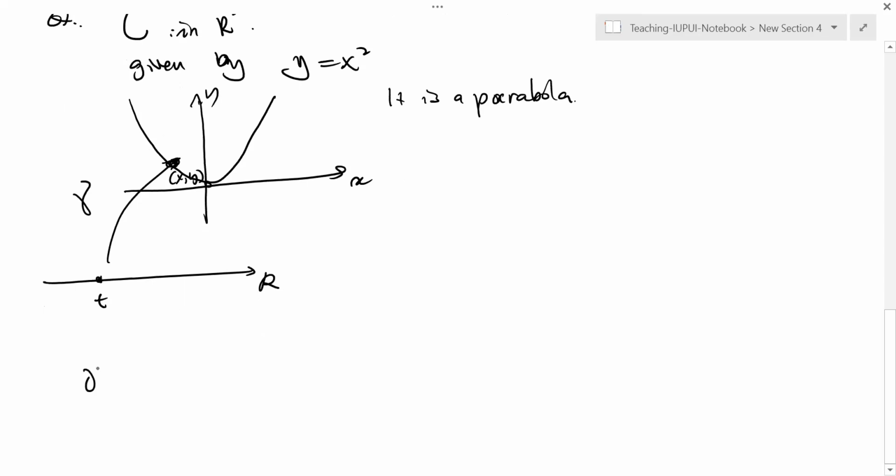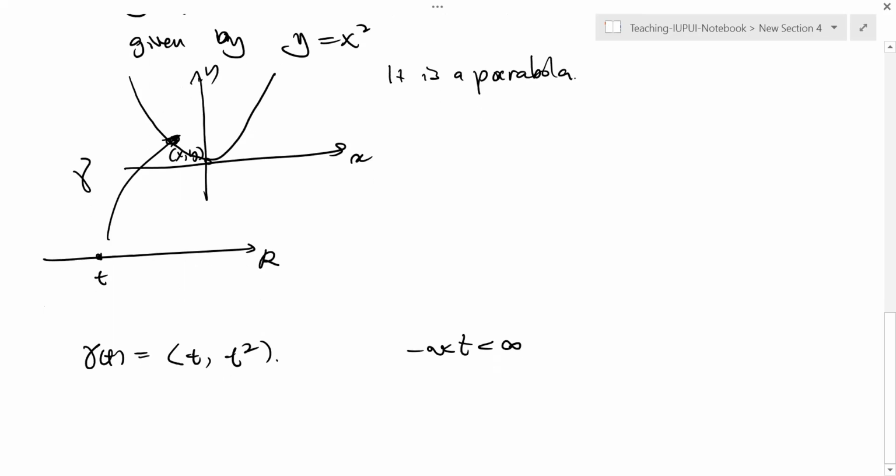One choice is gamma of t equals t and t squared, where t is between negative infinity and positive infinity. So this is indeed a parametrization. It's very natural for this parabola. When t runs from negative infinity to positive infinity, you get a parabola in the xy plane.